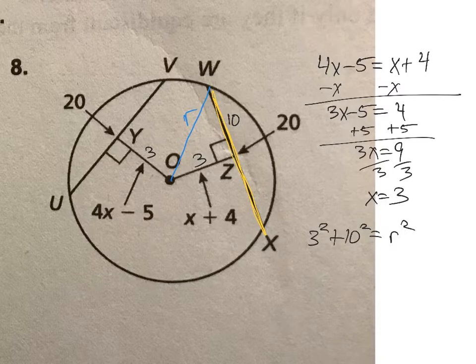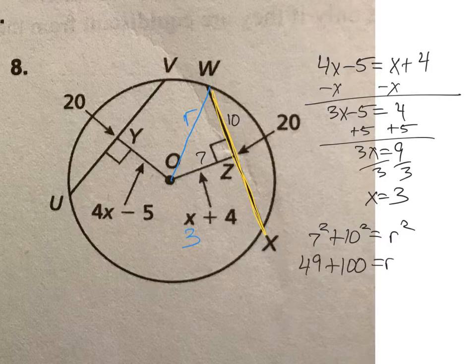Wouldn't you do x plus 4? Oh yeah, thank you. Thank you. I made a mistake. First mistake all year. All right, so yeah, if x is 3, sorry. If x is 3, then this is 7. Thank you for catching that. All right, so let's redo this piece here. 7 squared plus 10 squared equals r squared. Does that look better? All right, so 49 plus 100 is equal to r squared.